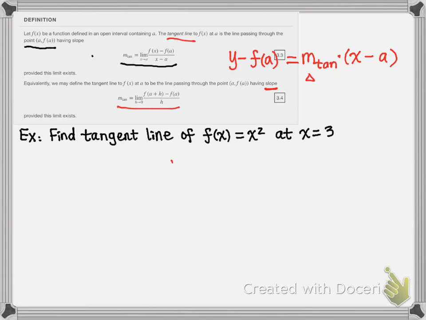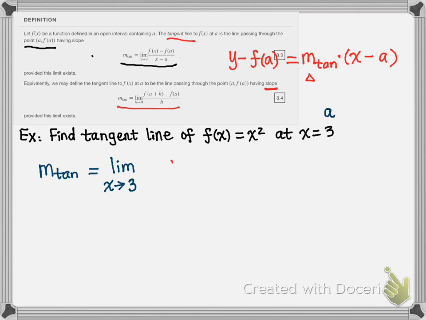Now we'll take a look at this example. Find a tangent line of the function f of x equals x squared at x equals 3. We can choose either of the formulas, but the first one is going to be more convenient. So we have to find the slope of the tangent line. And according to the definition, it's the limit as x approaches a. And in this case, you need to identify a. A is 3. So instead of rewriting the a, you just replace a by 3.